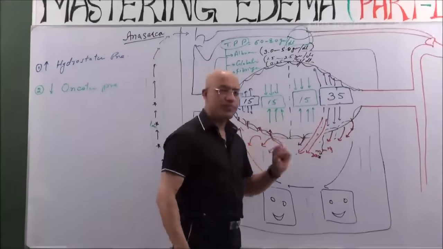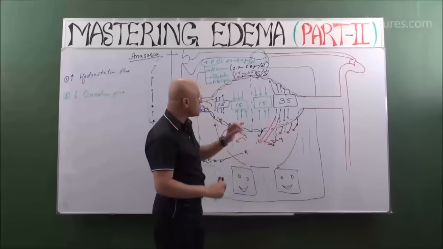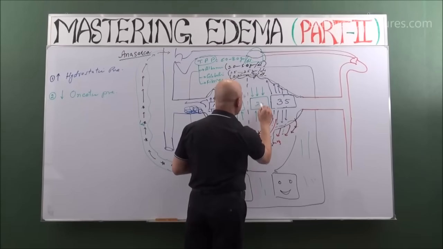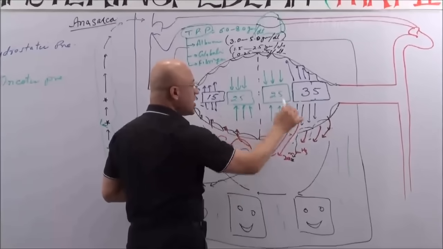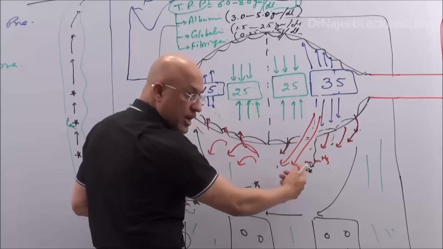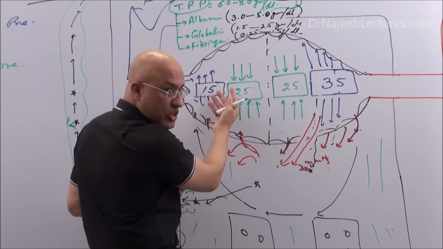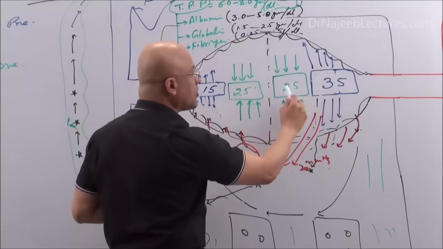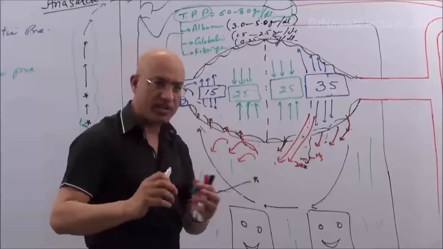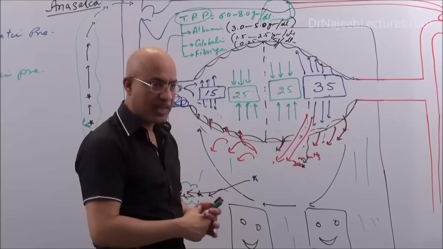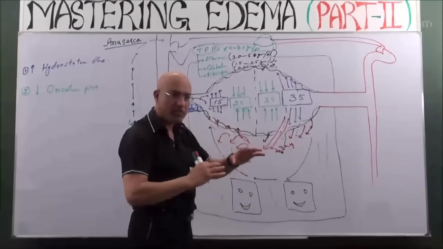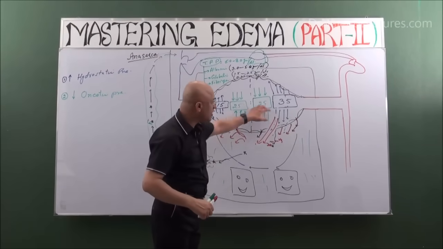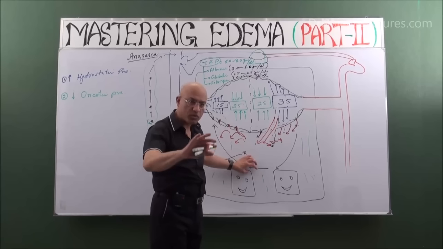So here what we have seen is that normally it is the balance of hydrostatic and osmotic pressures that determines the fluid which is being filtered out and the fluid which is being reabsorbed. These are called Starling forces, or we call them hydrodynamic forces. If this balance is disturbed, either hydrostatic pressure is high or osmotic pressure is less than normal, that will result in edema formation. Any question up to this?